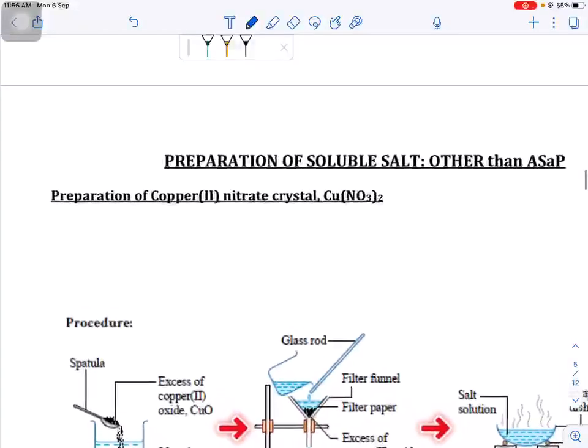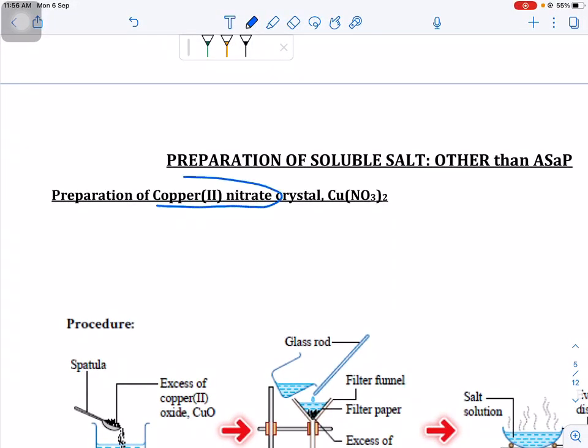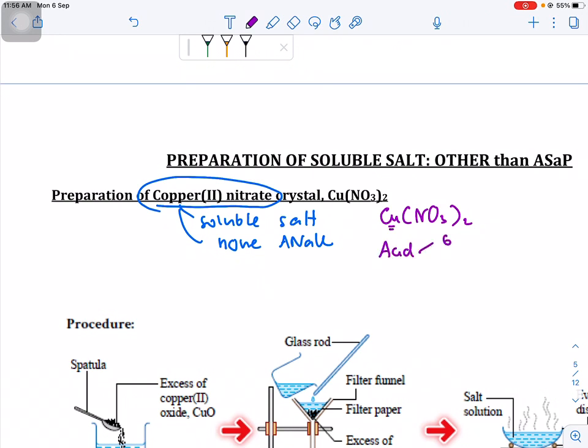For the soluble salt other than anak, let's say we want to prepare copper nitrate. So we know copper nitrate is a soluble salt. Number one. And then the second idea is we know it is non-anak. When it's non-anak, we cannot use acid and alkali, but we can use acid and metal, or maybe acid and metal carbonate, or maybe acid and base. But for this one, because it is copper, kita ada berapa suggestion we can use. Because it is copper nitrate, we have copper here, so we can use acid and base and acid and metal carbonate only. How about acid and metal?